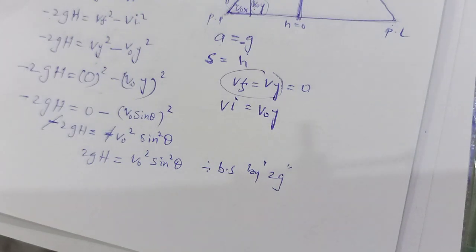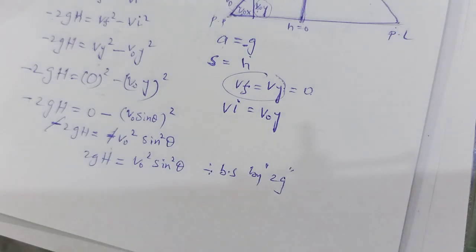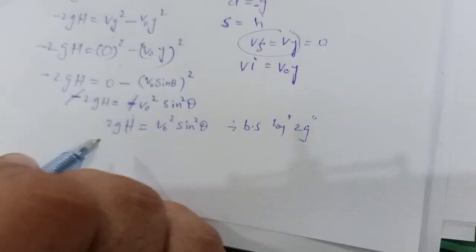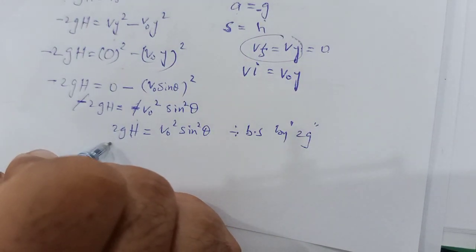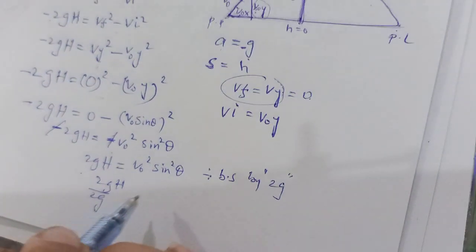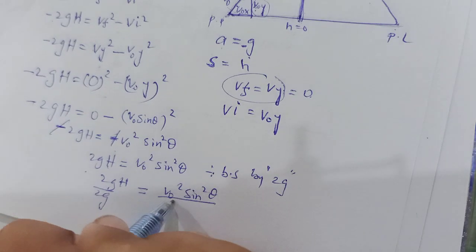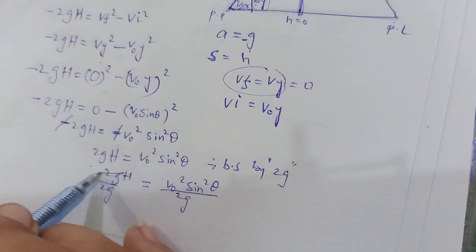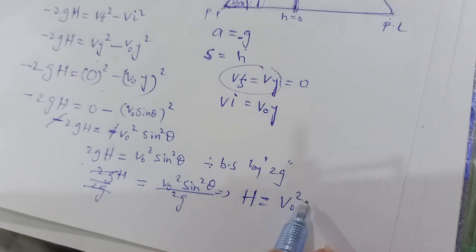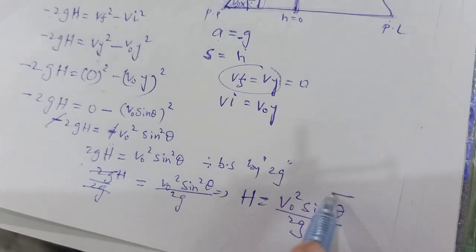Why are we dividing both sides by 2g? Because we are to find the equation for height. So to find the equation for height, we will divide both sides by 2g. That is 2gh, divide this side also by 2g, and it is equal to v naught square sine square theta, divide this also by 2g. So similar terms will cancel out each other, and we are left with h is equal to v naught square sine square theta divided by 2g.